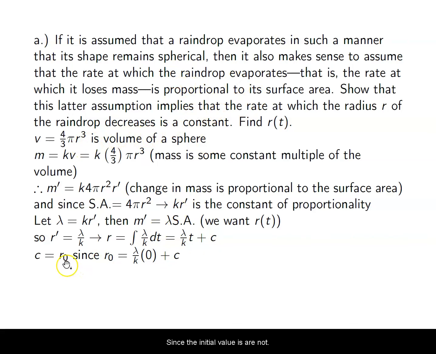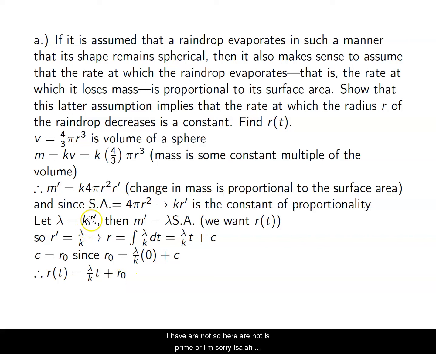Since the initial value is r naught, we're going to say that c is r naught, because if I plug 0 into this equation, everything falls out and I'm left with c equals r naught. Remember, this is an equation for r. So if I plug in 0 to my equation for r to get out r naught, I end up with the relationship that c equals r naught. So my equation for r of t is lambda over k times t plus r naught. Again, k is that constant proportionality. Lambda here is that k times r prime, and I have r naught.